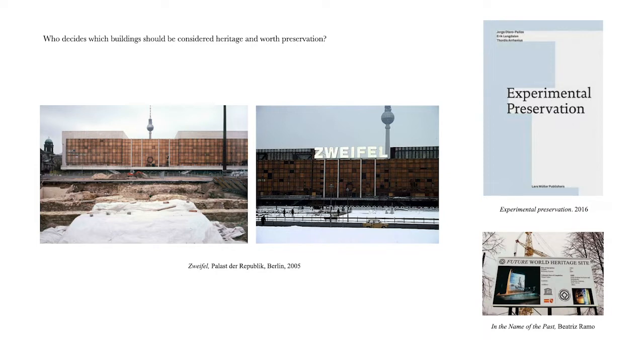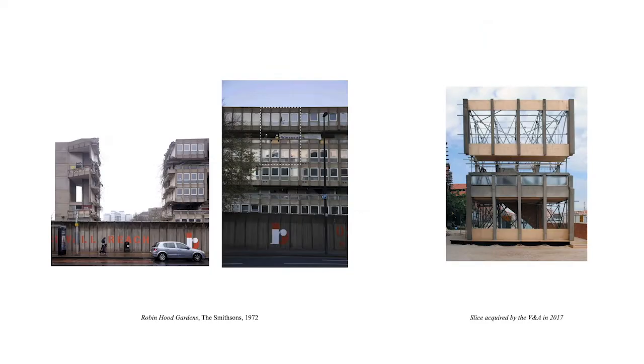Or for instance, which objects should be discarded and which chosen? As preservation becomes an experimental practice, it hints to the risk of failure and success, sometimes proving to be a very controversial process. In this example, we see Robin Hood Gardens, a famous modernist housing estate located in East London and designed by Alison and Peter Smithson in the 70s.